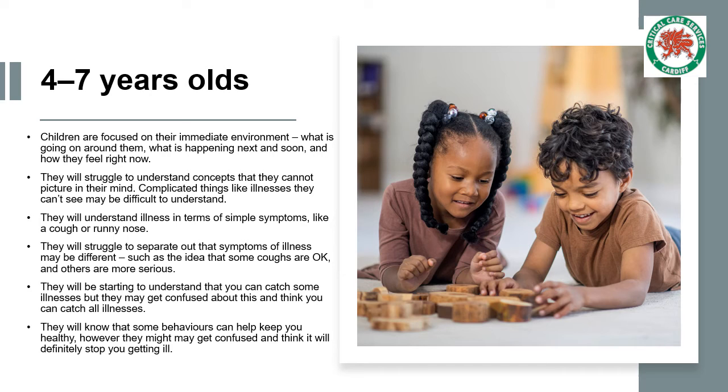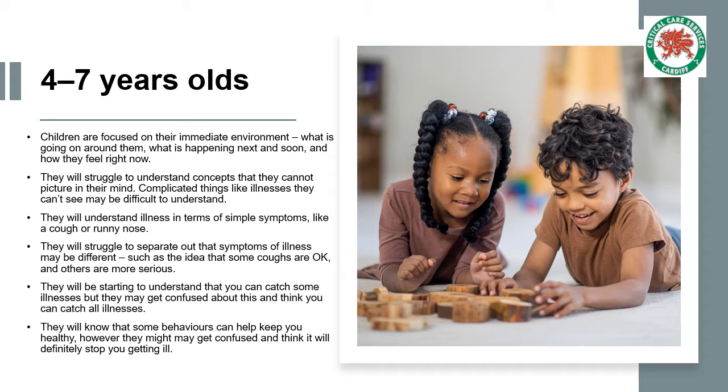In this age range, children are more focused on their immediate environment with an awareness of what is going on around them, what's happening, and how they feel. They may struggle to understand concepts that they cannot picture in their mind, so complicated things like illnesses that they can't see may be difficult to understand. There will be a level of understanding of illness in terms of simple symptoms like a cough, a runny nose, a sore tummy. They may struggle to separate that symptoms of illness may be very different, such as the idea that some coughs are okay and others are more serious.